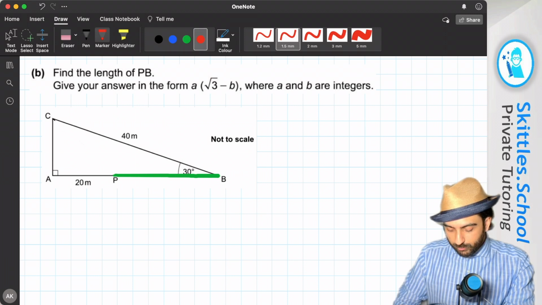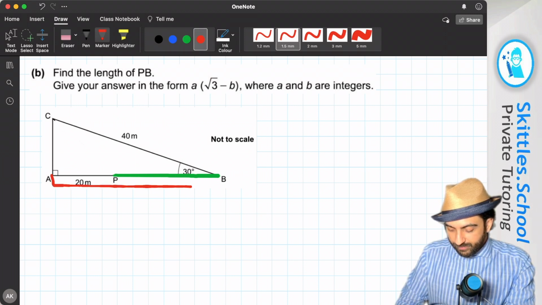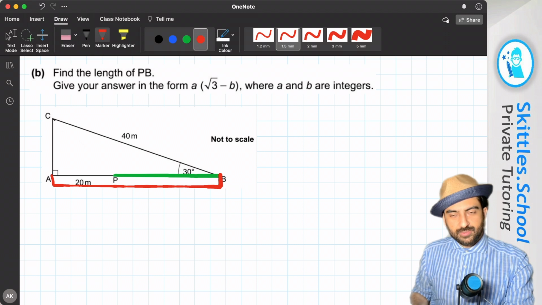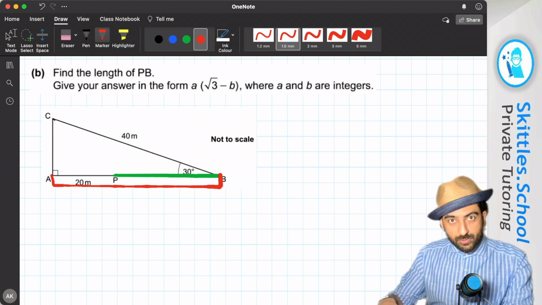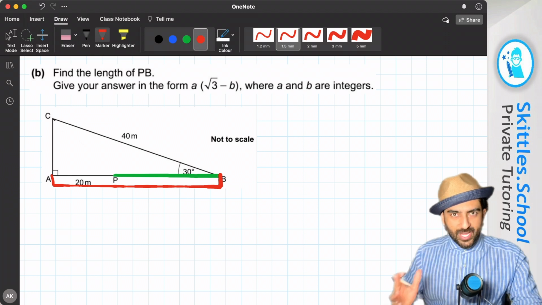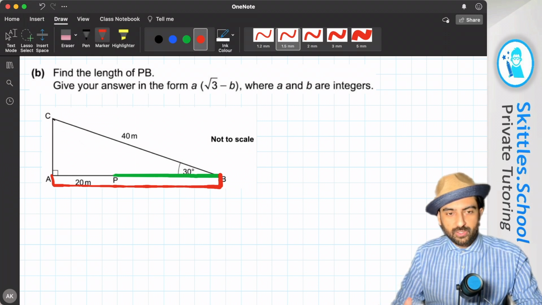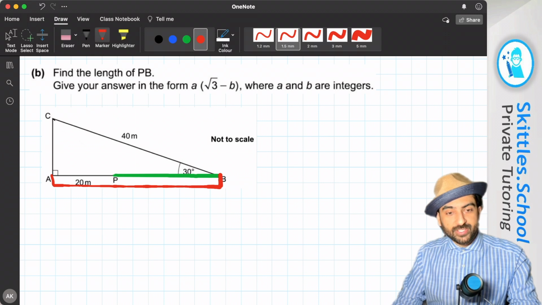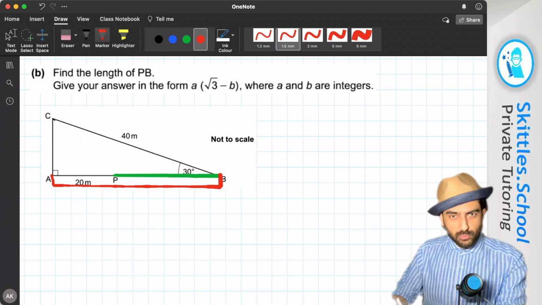And I'm going to work out the length of this side first. So we're going to look at the whole triangle and work out the length of just the bottom side. Because if we have that red side, that red line, we can do the red line, take away 20, which will equal the green line. So let's do the red line first.